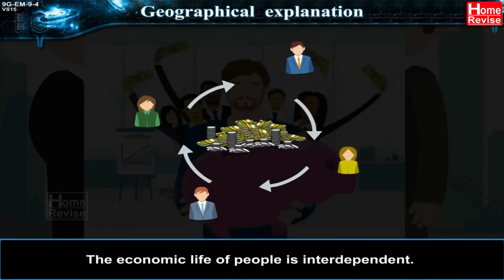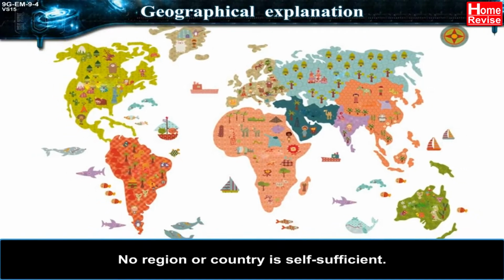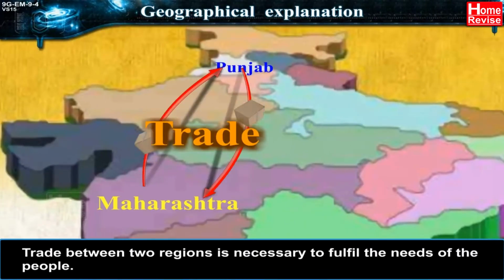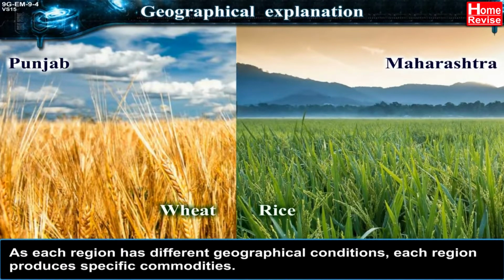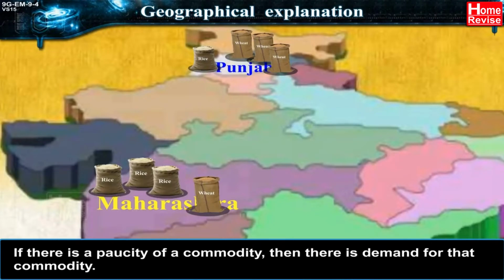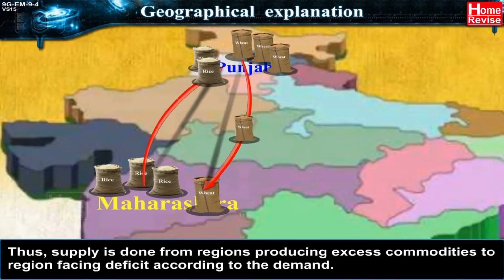The economic life of the people is interdependent. No region or country is self-sufficient. Trade between two regions is necessary to fulfill the needs of the people. As each region has different geographical conditions, each region produces specific commodities. If there is a paucity of a commodity, then there is demand for that commodity. The place where it is abundant provides the supply of the commodity. Thus, supply is done from regions producing excess commodities to regions facing deficit according to the demand.